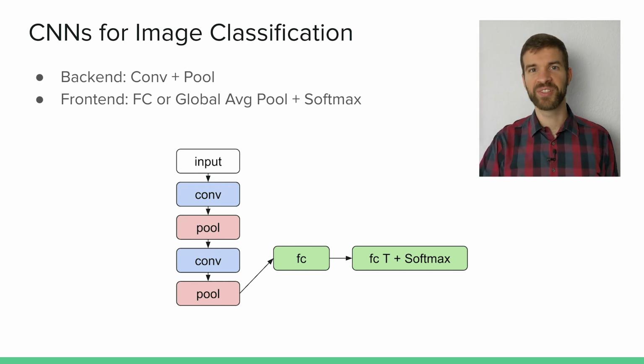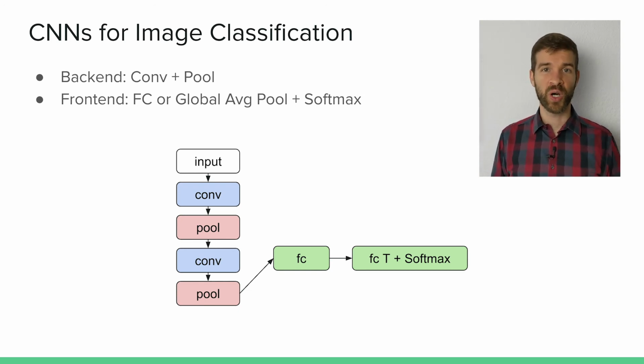So when we go back to the simple case, image classification, what would be an appropriate architecture for this? Well, extract some features in the backend with convolutional and pooling layers, and then use a fully connected or a global average pooling layer in combination with the softmax to do the actual classification.